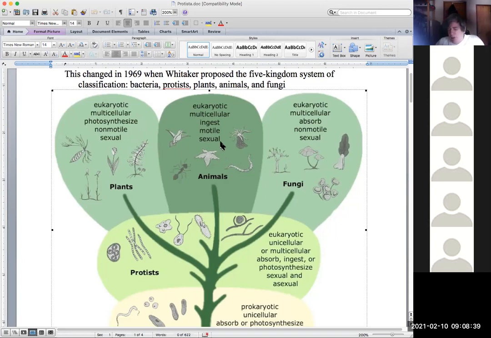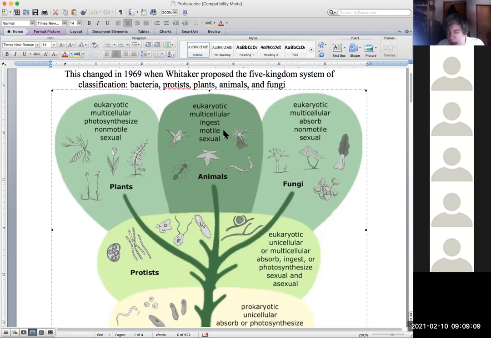Now, if we look at animals, again, with all of these groups, when it says sexual, that means they can reproduce sexually. But there are a lot of species of animals that can reproduce asexually. There are some animals that reproduce asexually all spring and all summer, and then in the fall, they reproduce sexually. And later we'll talk about why we might see a seasonal difference.